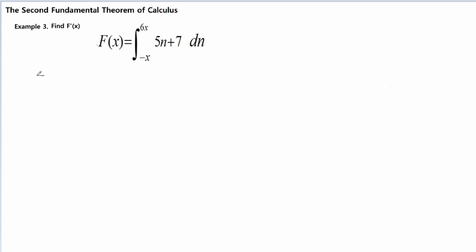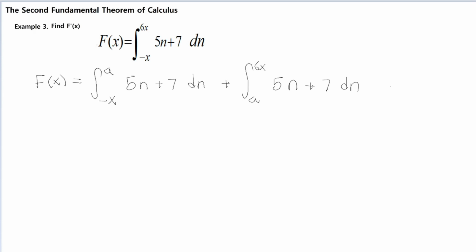So we could rewrite f of x as the integral from negative x to some kind of constant, let's call that a, of 5n plus 7 dn, plus the integral from a to 6x of 5n plus 7 dn. Because the interval is negative x to 6x, we know there's going to be some kind of constant in between. That's why we just call that constant a, again, because we really don't care what the constant is.